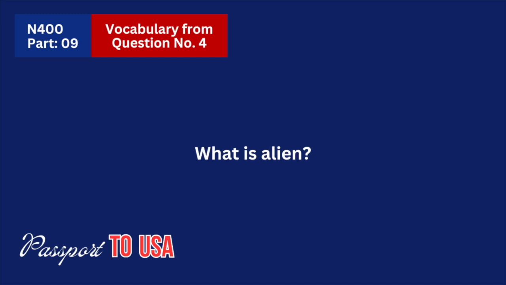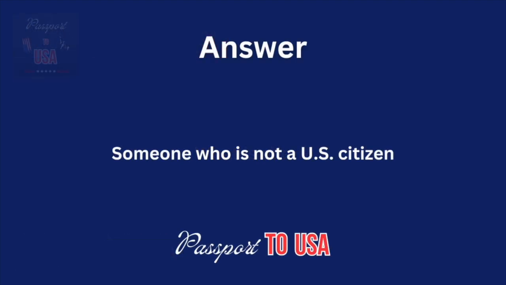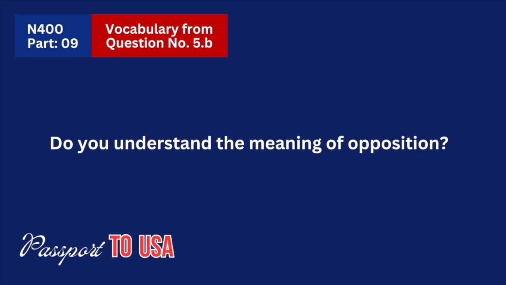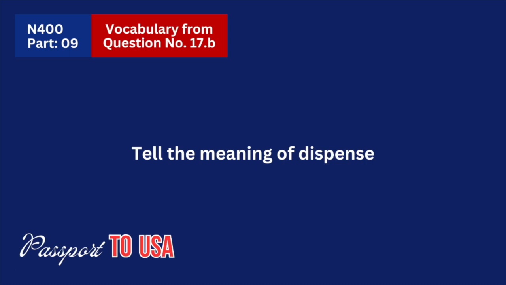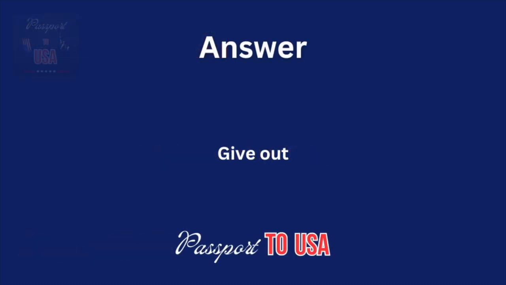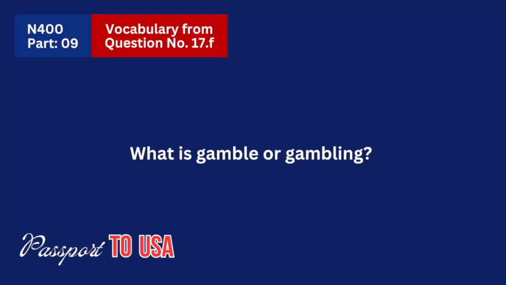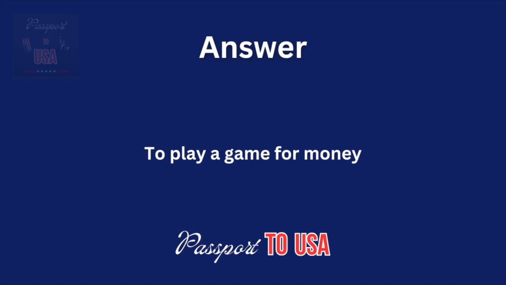What is alien? Someone who is not a U.S. citizen. Do you understand the meaning of opposition? Going against something. Tell the meaning of dispense. Give out. What is gamble or gambling? To play a game for money.